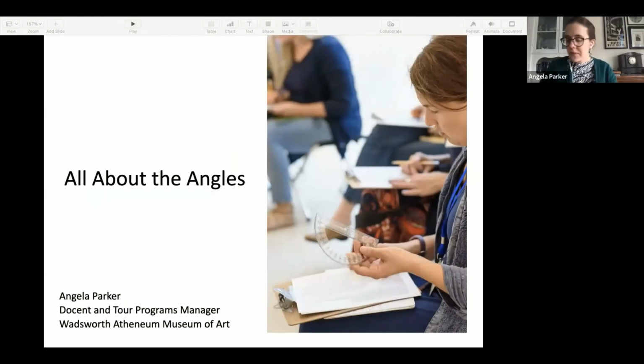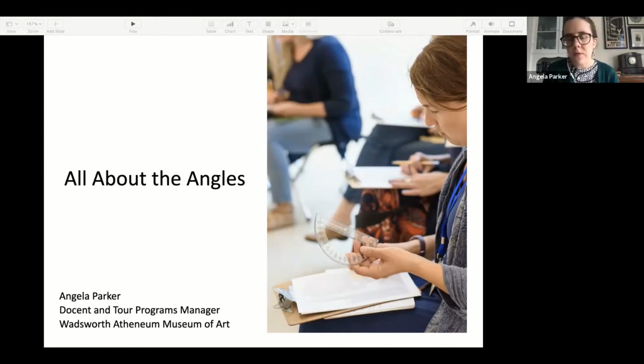For the past several years at the Wadsworth, we've hosted an annual professional development day focused on STEAM, which has been a great way for us to explore the collection with a new set of interpretive lenses, and also to collaborate with education staff from other local institutions, including the Connecticut Science Center, which is located just a short walking distance away from the Wadsworth. So today I'll be presenting a project that started as a workshop for the summer 2019 session.